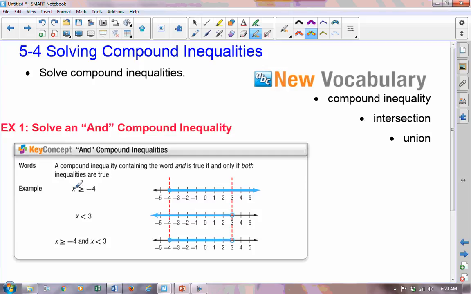So you have x is greater than or equal to negative 4. So that shades to the right. And then it says x is less than 3. That shades to the left. But the only region that they have in common is this region here in between negative 4 and positive 3. We won't include this area because that's not common to the left of negative 4, and it's not common to the right of 3. It's only that commonly shaded area. That's that intersection part of the inequality.